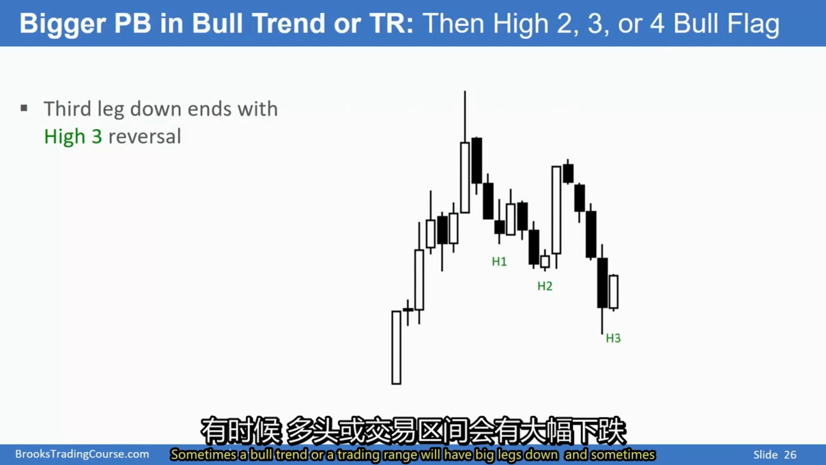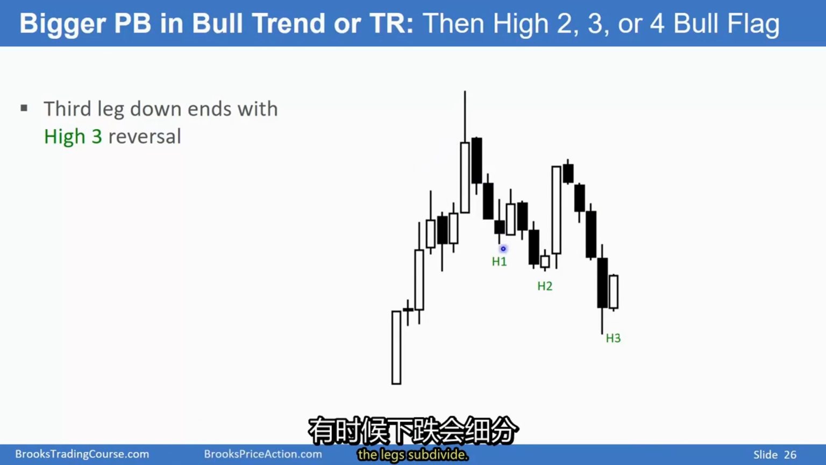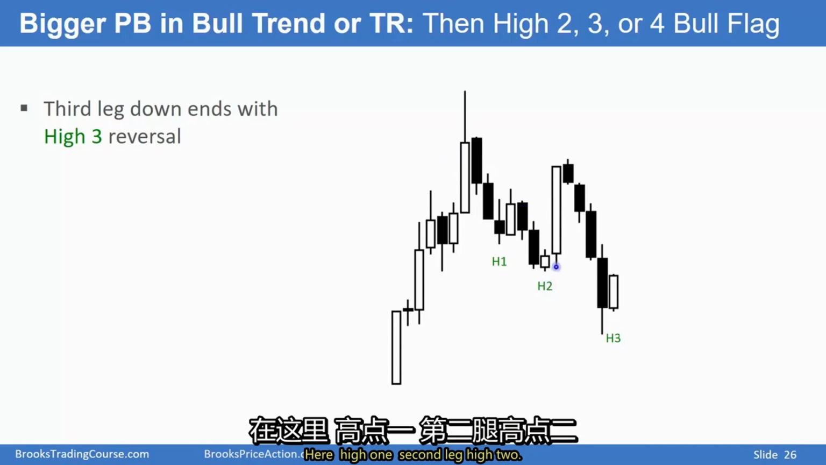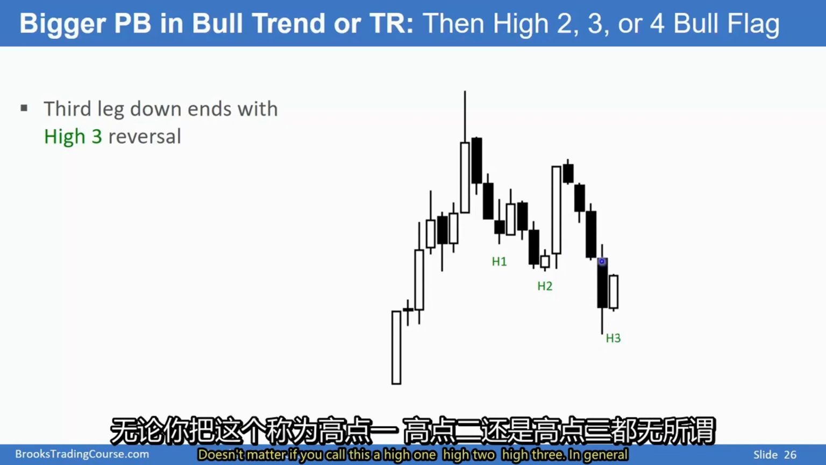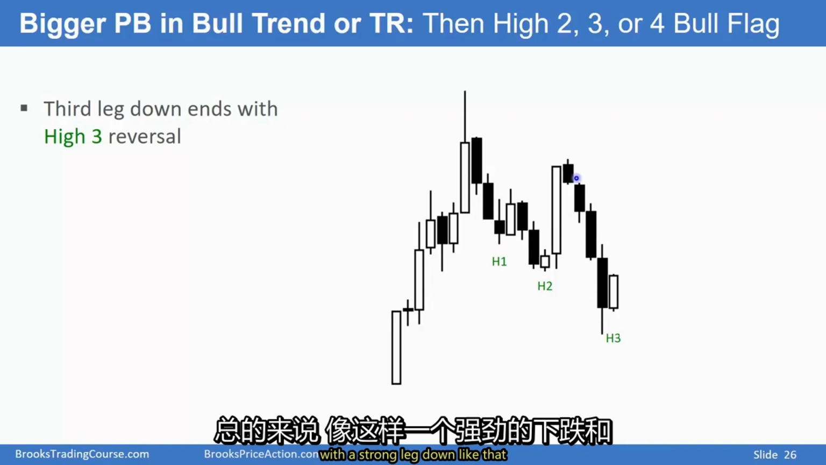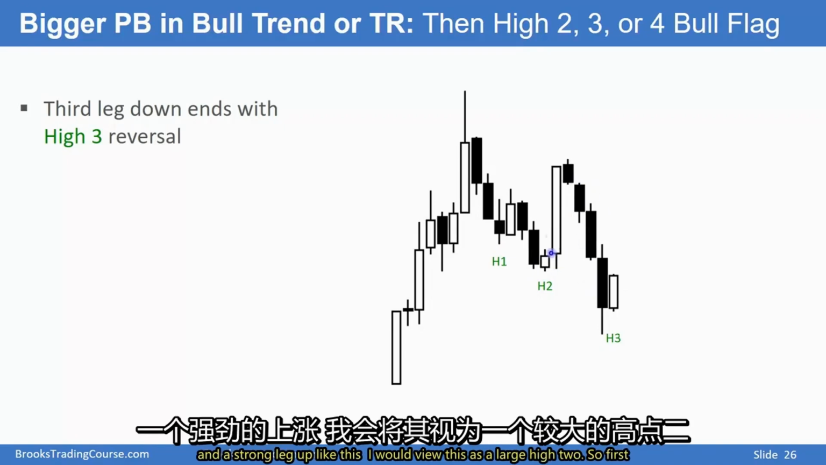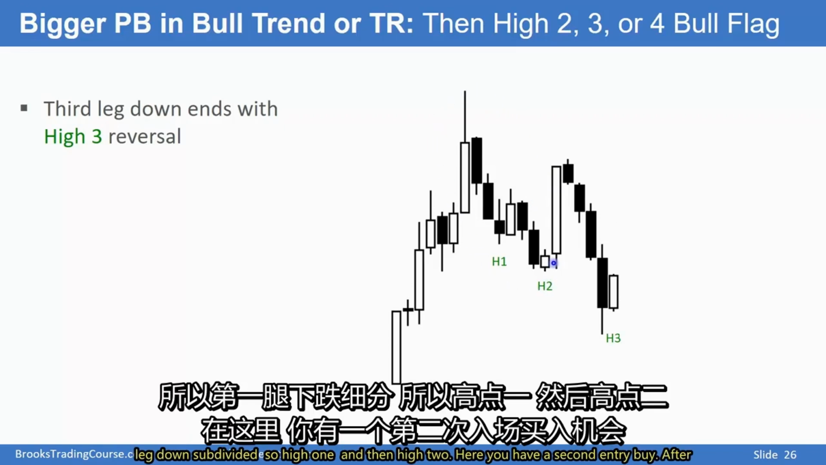Sometimes a bull trend or a trading range will have big legs down, and sometimes the legs subdivide. Here, high 1, second leg, high 2, or maybe this is a high 1 and this is a second leg up. It doesn't matter if you call this a high 1, high 2, high 3. In general, with a strong leg down like that and a strong leg up like this, I would view this as a large high 2. So first leg down subdivided, so high 1 and then high 2.